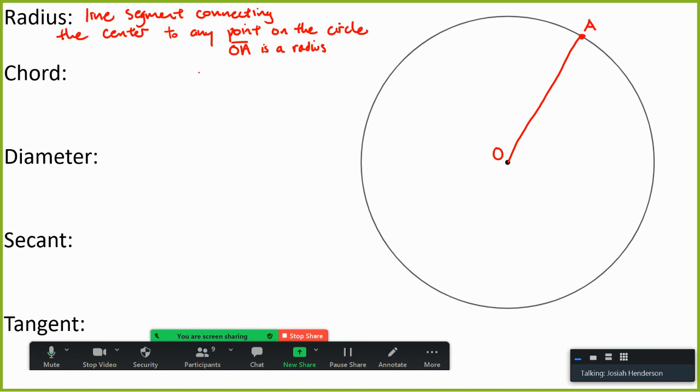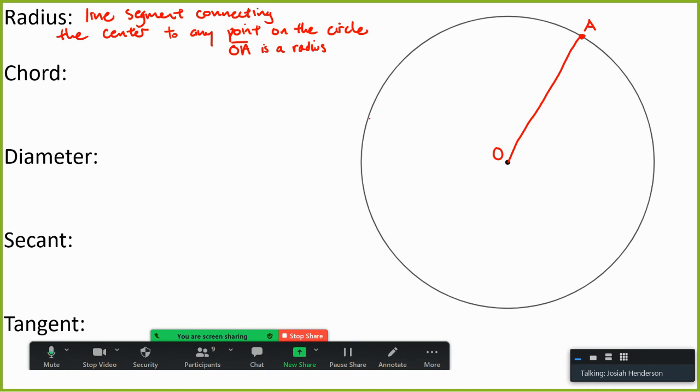Okay, so that's the one you've probably used before. Maybe you've used or seen these other ones before too, or maybe not. It's just we might all be on different pages. So let's define them all today together. So a chord is another line segment connecting any 2 points on the circle.